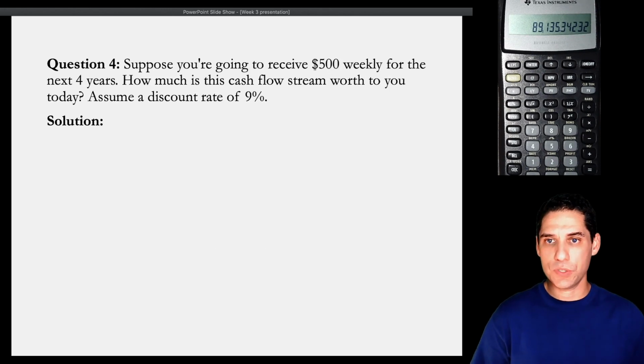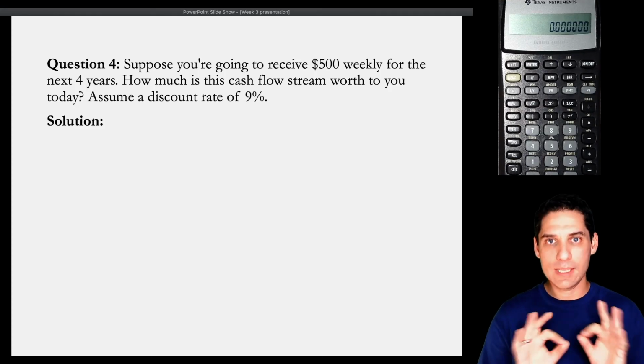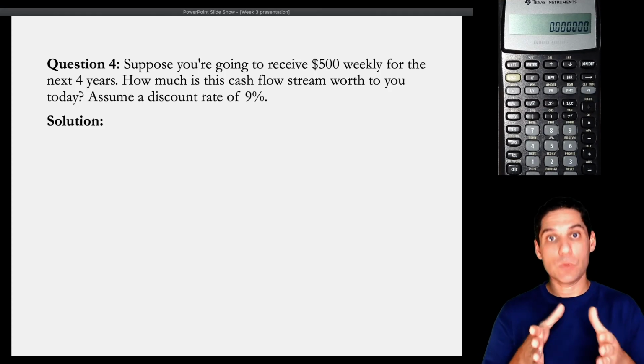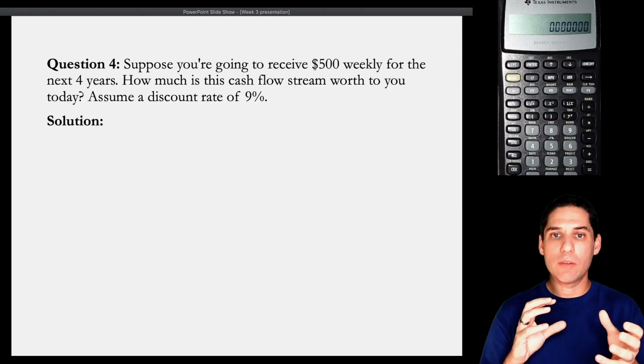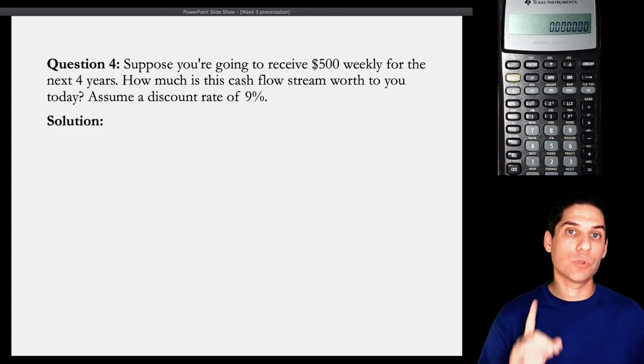Let's look at another question. Suppose you are going to receive $500 weekly, and right away this again tells us cash flows weekly means this is annuity, regular payments. It's non-annual, so our M is going to be 52, right? For the next 4 years, this is going to be our N. How much is this cash flow stream worth to you today?